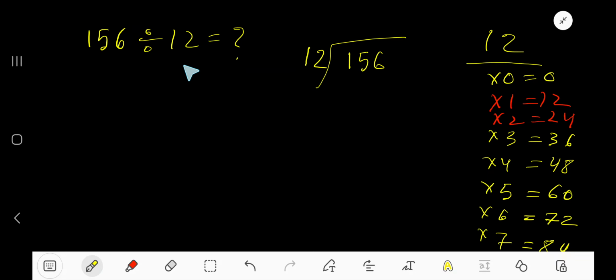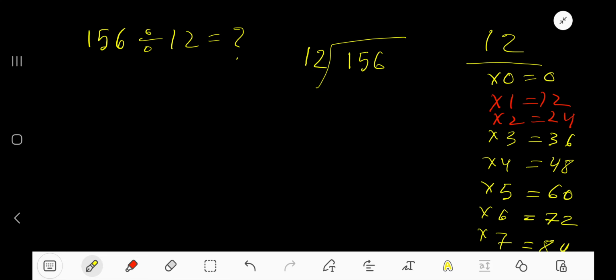156 divided by 12. Here 12 is a divisor, so we need the multiplication table of 12. 12 times 0 is 0, 12 times 1 is 12, 12 times 2 is 24, 12 times 3 is 36, 12 times 4 is 48. To find the multiplication table of 12, just add 12 to the previous step. 0 plus 12 is 12, 12 plus 12 is 24, 24 plus 12 is 36, 36 plus 12 is 48, 48 plus 12 is 60.